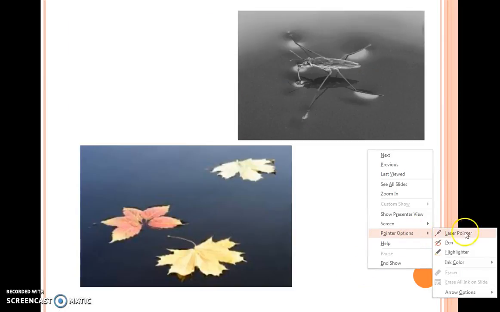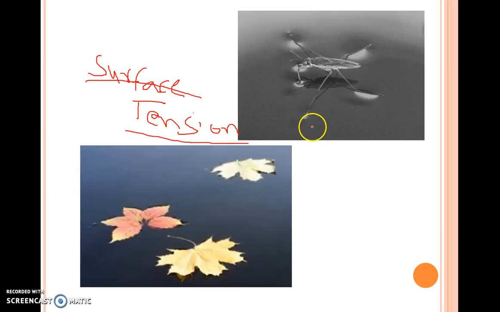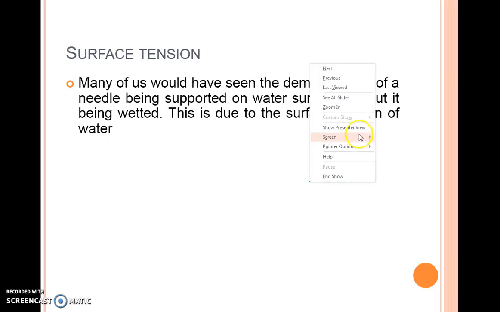The next important property is surface tension. Two examples are here. One is some insect on the water and some leaves on the water. Those examples exhibit surface tension. Many of you have seen a needle supported on the water surface without being wetted. This is due to surface tension of the water.